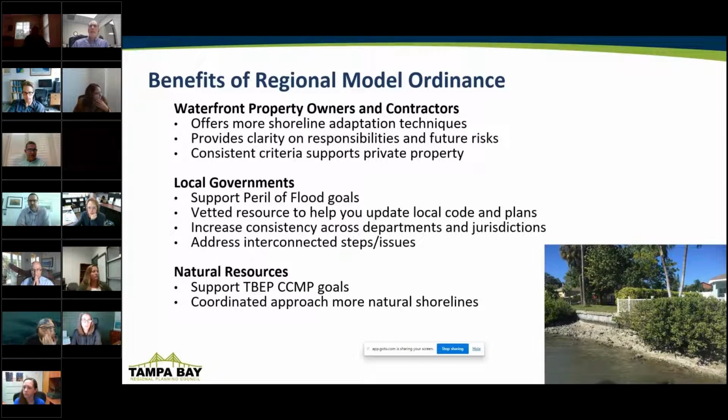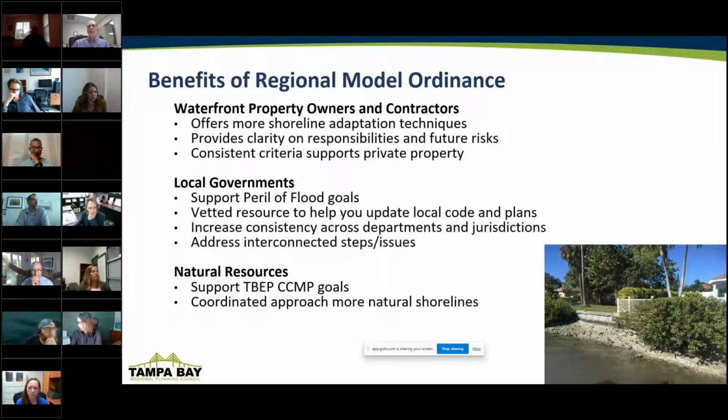Really look at how we can support coastal and riverine flood reduction activities, improving the resources that they have to draw from, and increasing consistency, and really drawing on the science that we have available for us today. And then really supporting the increased, where possible, naturalization of the shorelines, or I should say renaturalization.